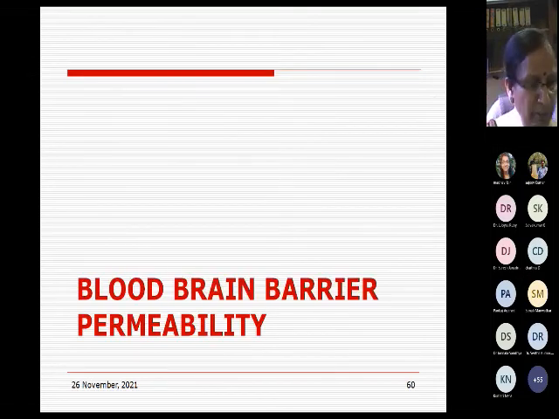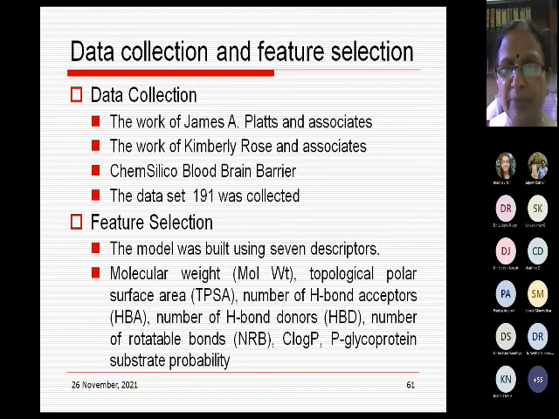So now I'll be talking about the applications where we have used this artificial intelligence. The first application is for the blood-brain barrier permeability, where we have used the artificial neural network. In artificial intelligence also, it is not a single algorithm. There are hundreds of algorithms which you can use for developing the AI-based model.